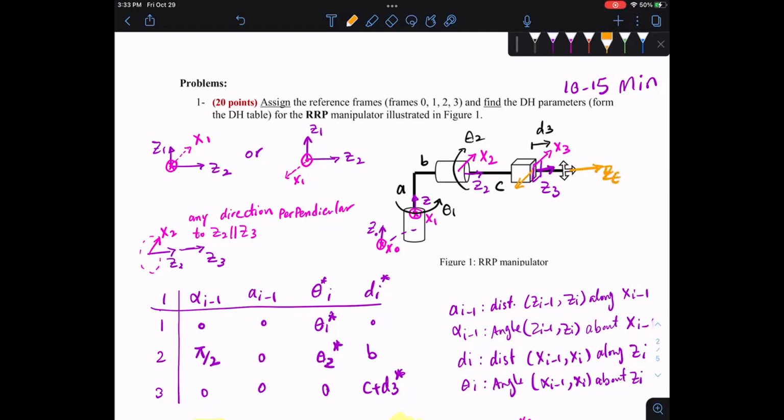These two are again parallel or aligned. So your X3 can be anywhere. You can say here, you can say here, it's fine. But then these directions will impact your DH table. Does that make sense? So that will be question 1.